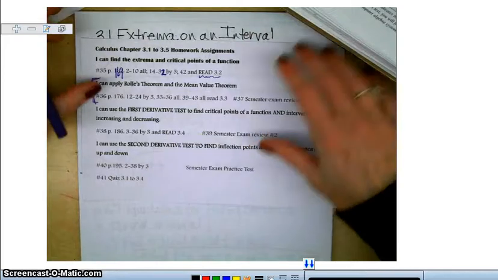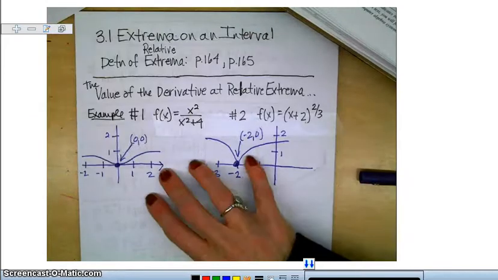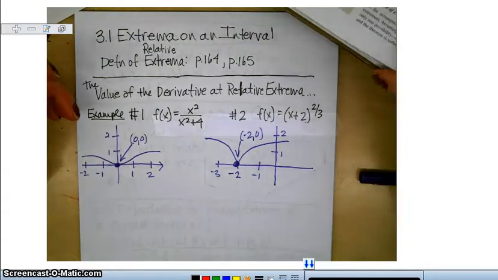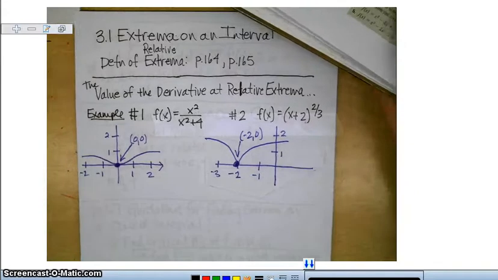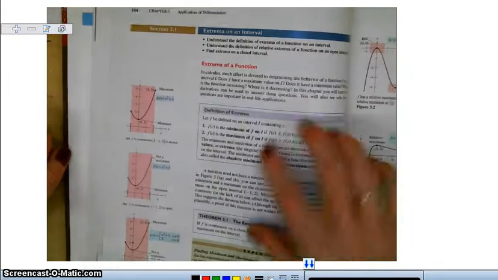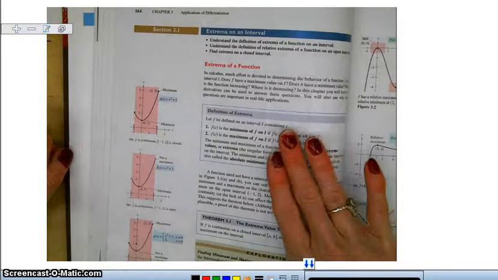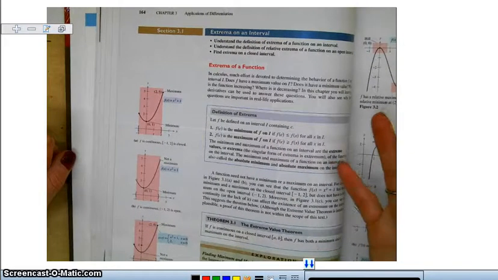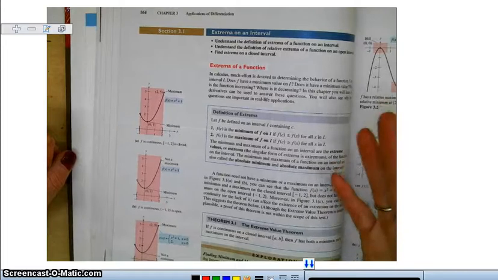Alright, so we're going to be talking about extrema on an interval. And they've got a lot of talk about extrema, and I know that in the first video they did a very good job of describing what extrema were. So briefly, I'm just going to show you some things in the book here. The definition of extrema is on pages 164 and 165. The main thing you need to know: extrema are places where there are highest and lowest values.